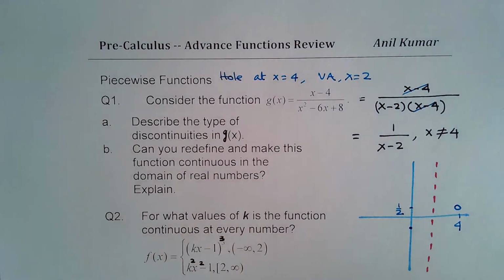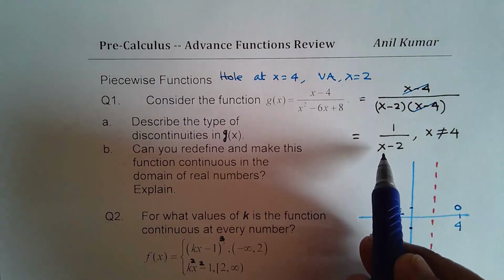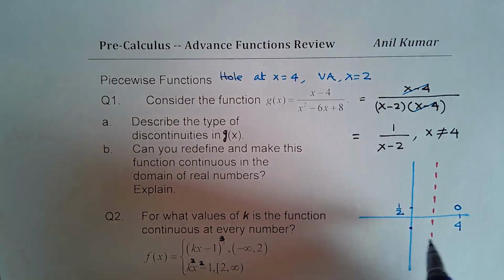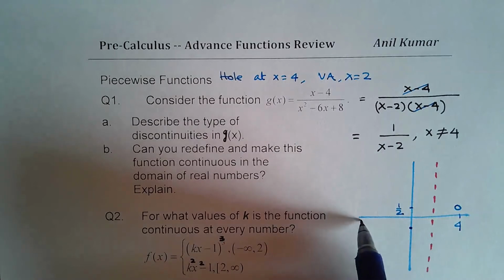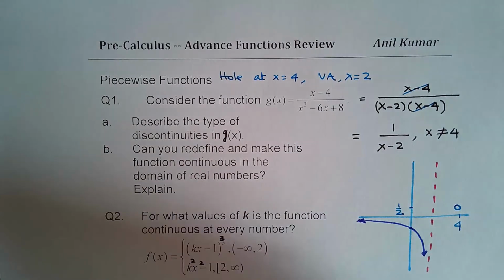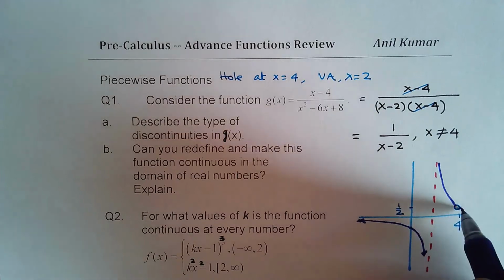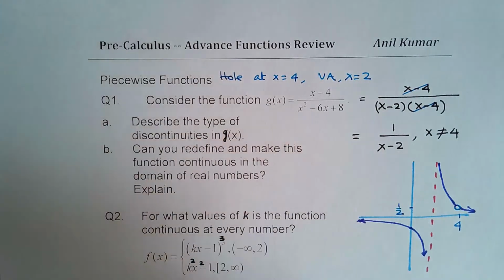So roughly, I could sketch the function as what? We also understand that if x is very large, the function approaches 0. So we have a horizontal asymptote also. So we can actually sketch this function kind of like this. Does it make sense? And here on this side, it will go like this through the hole and horizontal asymptote y equals 0. Perfect. So that is how our function will look like.